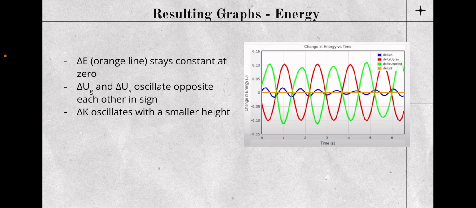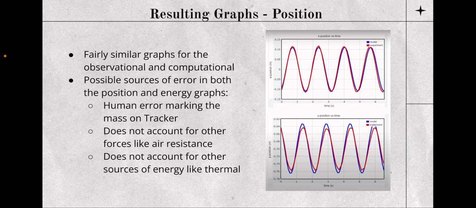For the energy graphs, which are plotted, the kinetic energy, the gravitational potential energy, and the spring potential energy, as well as the total energy. As expected, the change in energy remains approximately 0 throughout the simulation, which confirms that the energy principle is satisfied. We also saw that the gravitational potential energy and the spring potential energy oscillate in opposite patterns, while K spikes between them. Similarly, with the position graph, for the observation and computational, both have sources of error in the position and energy graphs.